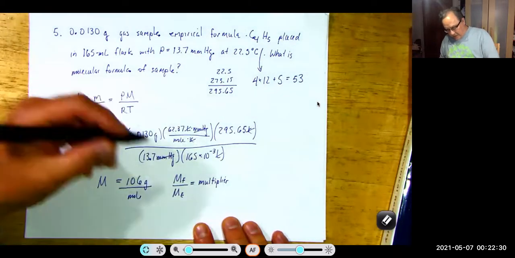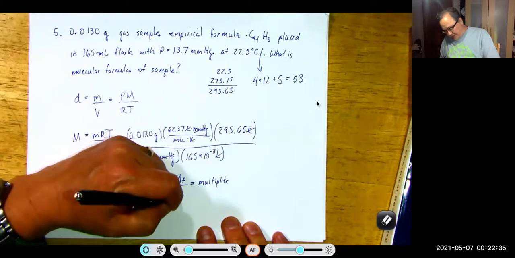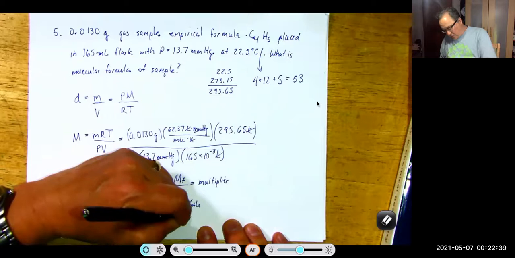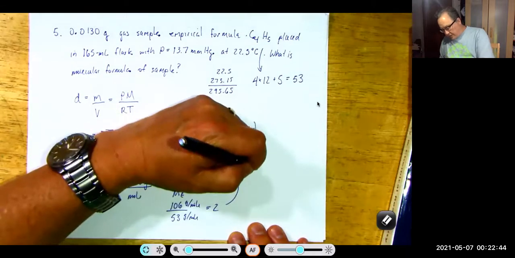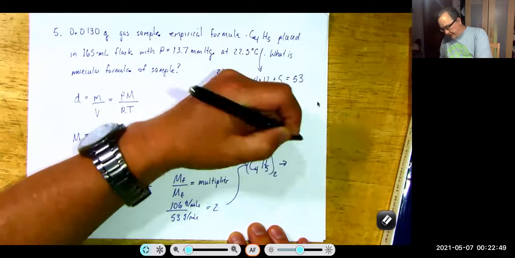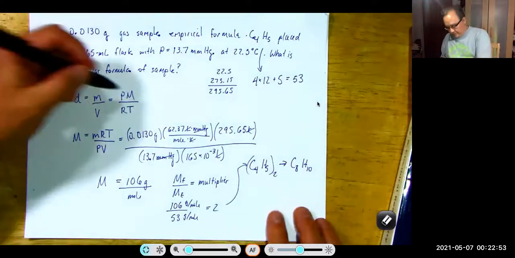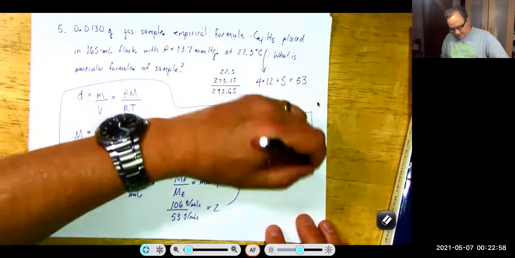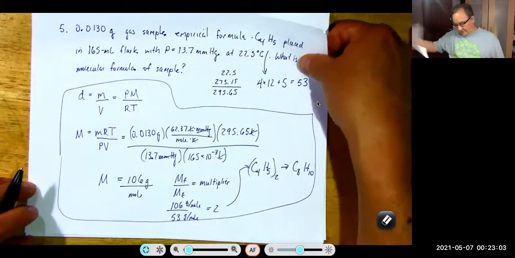So here, that means we have 106 grams per mole divided by 53 grams per mole, which is equal to 2. So we take our empirical formula, multiply it by 2, and we get C8H10 for the molecular formula. So I'd want to see all of this work for a problem like this. And that's number 5.